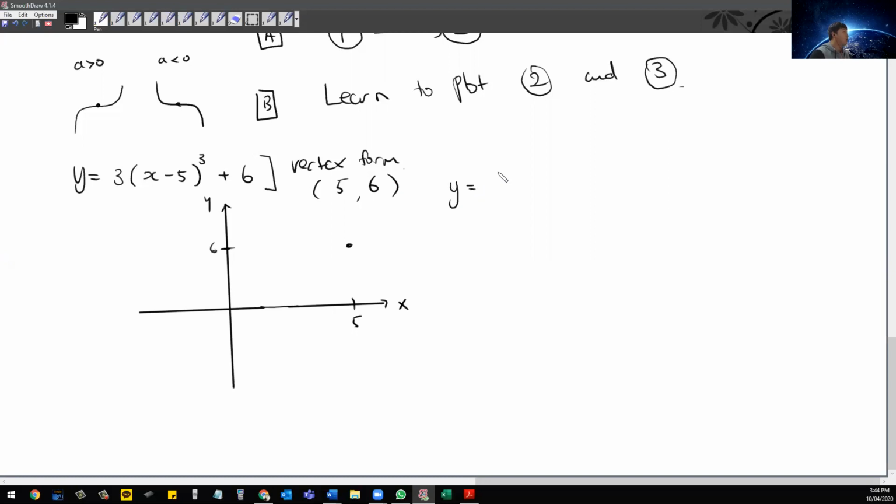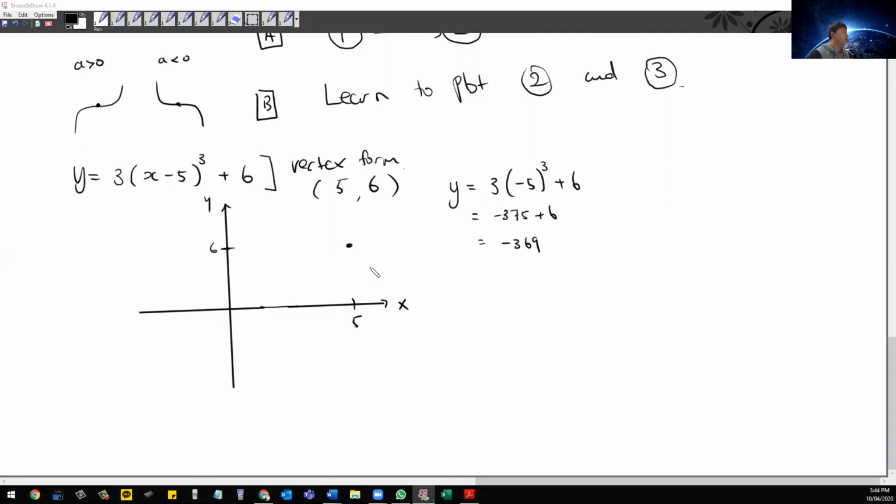So the y-intercept is pretty simple. Just plug in x equals 0 there. Negative 5 to the power of 3 plus 6 there. So this will be negative 125 times 3. So that's equal to negative 375, I guess, plus 6. So it's a pretty negative number. Is that right? Did I do my math correctly? I'm going to pull up my calculator.